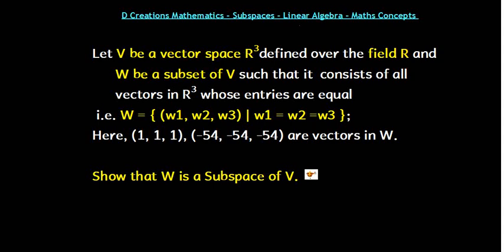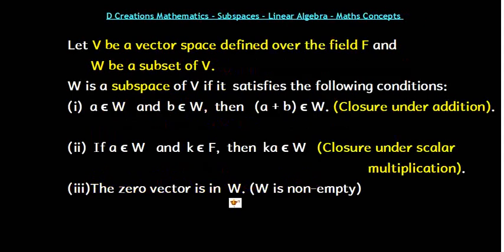How will we show it? We need to look at the three conditions. If you recall, we had seen earlier that there are three conditions that need to be satisfied. If A and B are two elements of W, then their addition should also belong to W. That means there has to be closure under addition. Similarly, if A belongs to W and if K is a scalar belonging to field F, then the scalar multiplication Ka should also belong to W. And thirdly, the zero vector should also be in W. So this is kind of a special case of the second condition. So let us try to check all these three conditions.